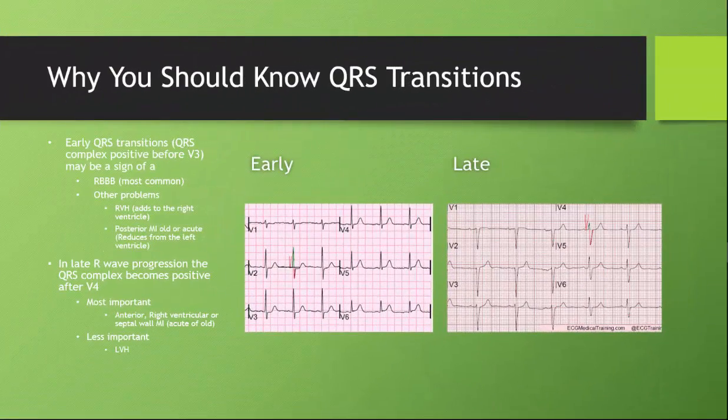So I hope by now you recognize we're not just going over stuff just to go over stuff. There's actually something to be gained by knowing the QRS axis. It can actually reveal an MI. The same thing is true about QRS transitions or R-wave progression. It can actually reveal some cardiac disease. Namely, it can reveal an MI. So if you look over here, we have an early and a late QRS transition. First thing we're going to go over is the early transition, what the problems with an early transition might be. So an early QRS transition, or a QRS complex positive before V3, might be a sign of a right bundle branch block. Some other problems might be RVH or even a posterior MI.